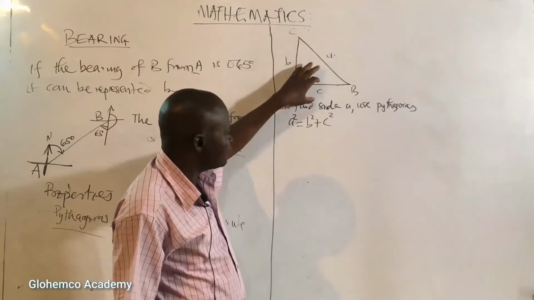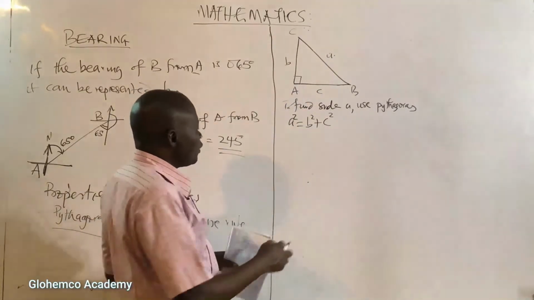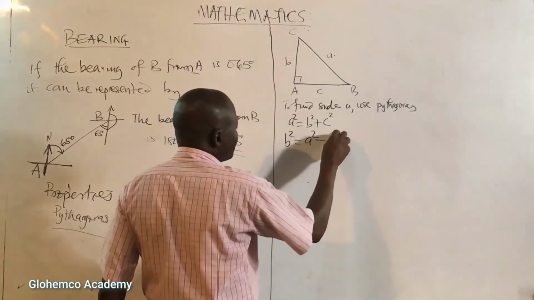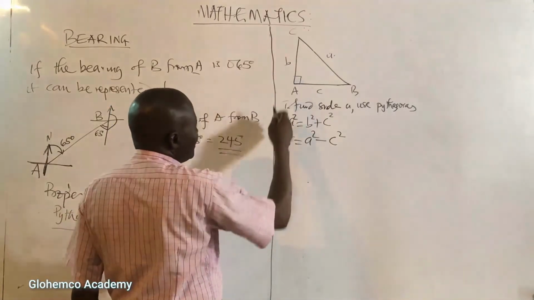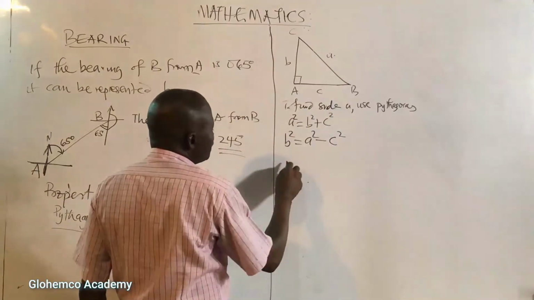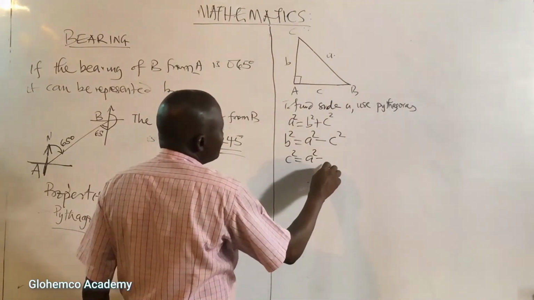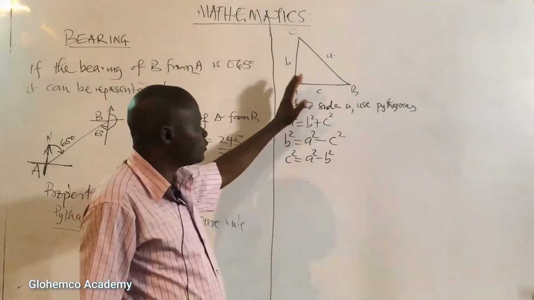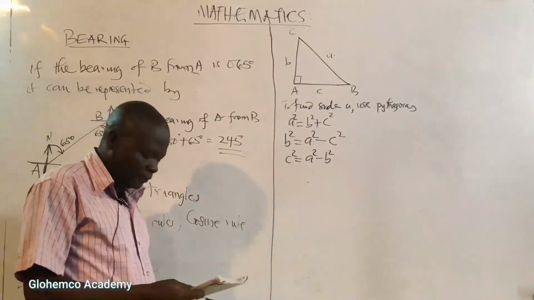But on some occasions, you may be given the value of the hypotenuse and either B or C. If you are given A and you are given C, then you can find your B using the same thing. If you want to find B, your B squared will be equal to A squared minus C squared. You find B squared and then at the end of the day, you take the square root to get your B. If you want to find C, C squared equals A squared minus B squared. These are the rules you can use for Pythagoras at any given time.